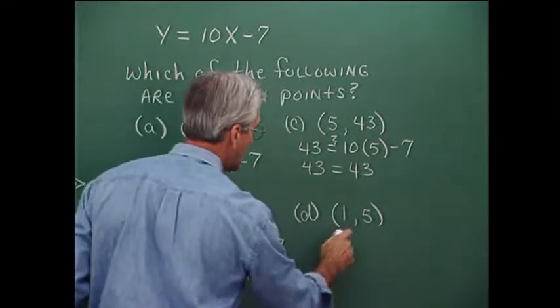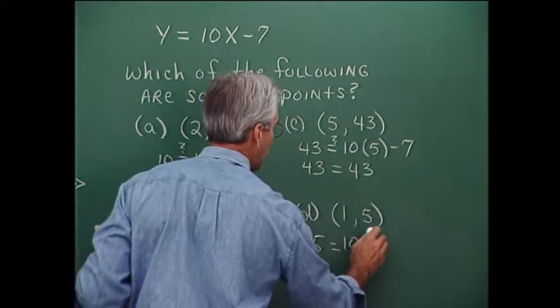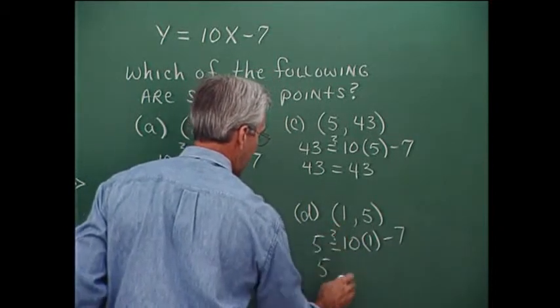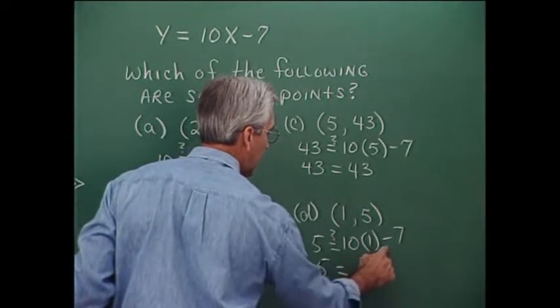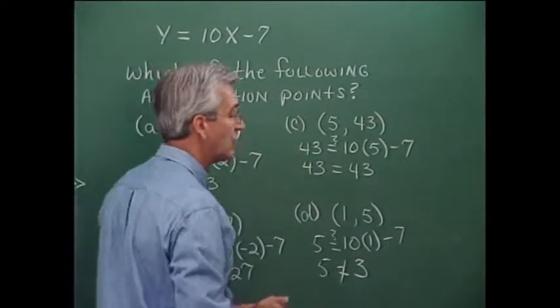For this one, let's see, y is 5, and x is 1, so we have 10 times 1 minus 7. 5 then equals 10 minus 7. Oh, that's 3. No, 5 is not equal to 3, so that is not a solution point.